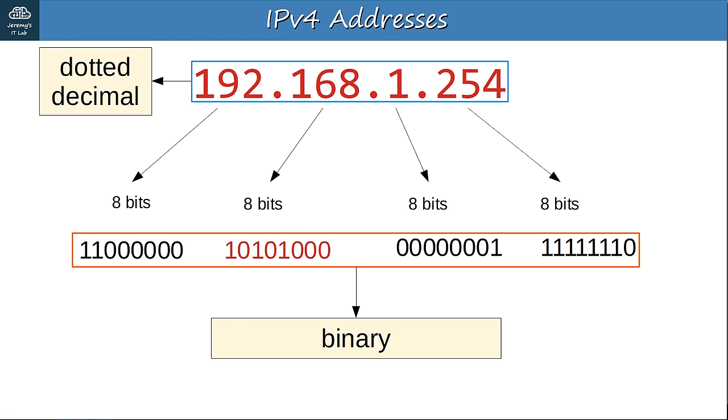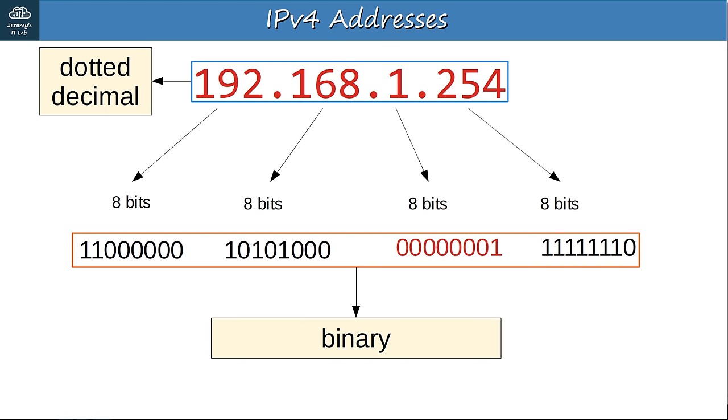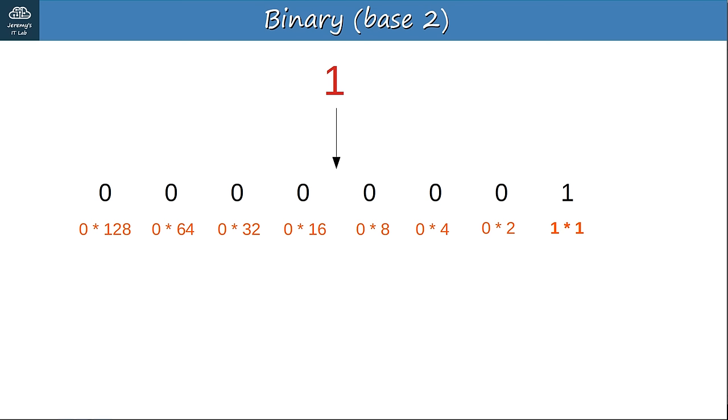Next, let's look at how 168 is converted to binary, which is 10101000. So, 10101000 in binary means 1 unit of 128, 1 unit of 32, and 1 unit of 8. 128 plus 32 plus 8 is equal to 168. Next up is 1, which is the decimal representation of binary 00000001. This is pretty simple. 1 is equal to 1 unit of 1.